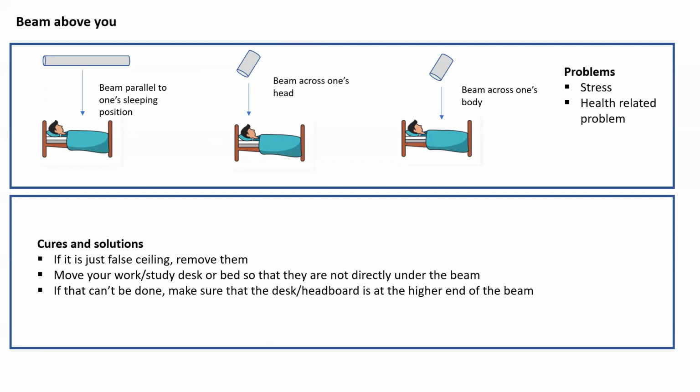If it is just a false ceiling at the top, the easiest way to remedy this is just to remove it. Alternatively, you should move your study desk or work desk, or your bed, away so that you are not in the beam area. If all this can't be done, at least make sure that if the beam is tilting, you move the desk or the headboard of the bed so that it is at the higher end of the beam.